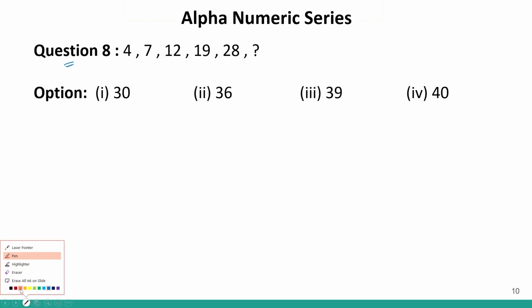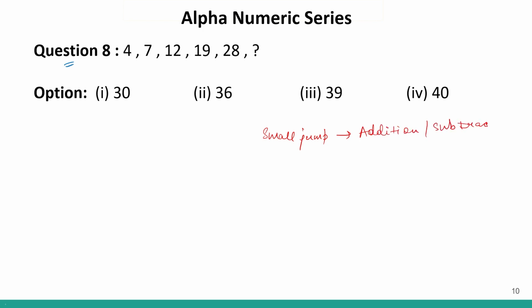Question number 8, we have 4, 7, 12, 19, 28. So very near numbers, right? Very close numbers. So not a lot of jump. I told you, whenever you see a small jump, we assume that it is either addition or subtraction, correct? If you see bigger jumps, then we assume it is either multiplication or division, correct?